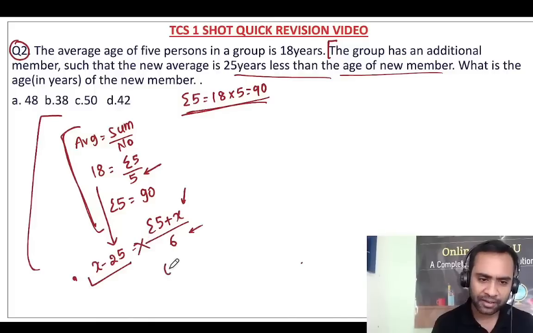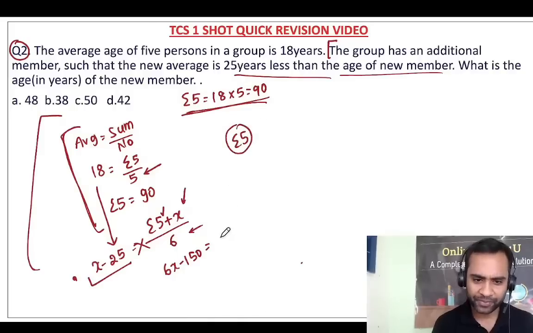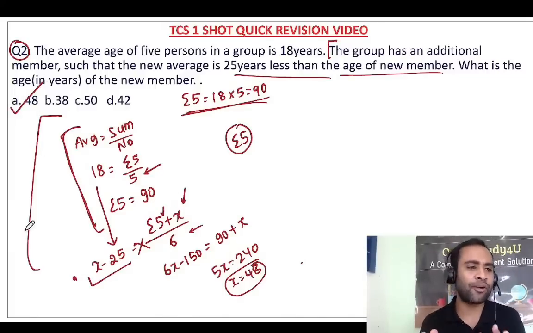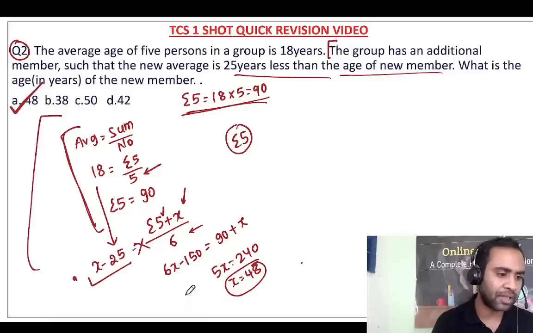Cross multiplication, 6x minus 150 will be equal to the sum of 5. Sigma 5 means sum of 5 is equal to 90 plus x. So 5x will be equal to 240. So x will be equal to 48. That means the age of the new person is nothing but 48. Option A will become the correct answer.